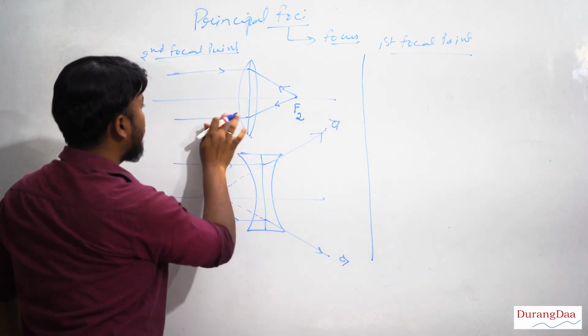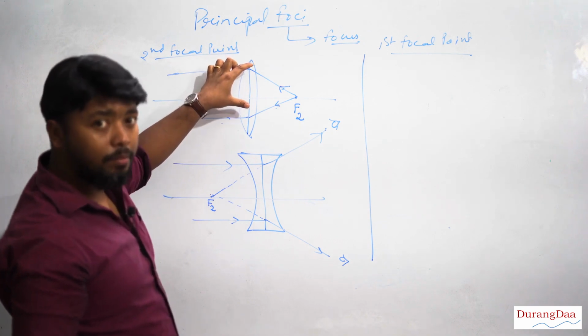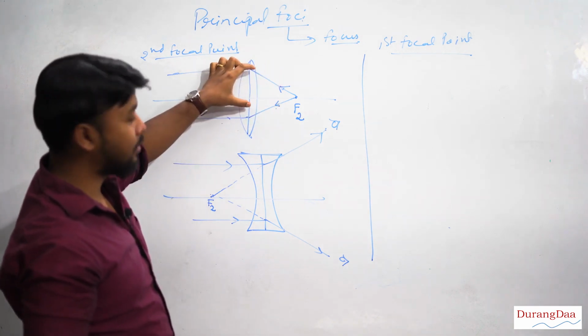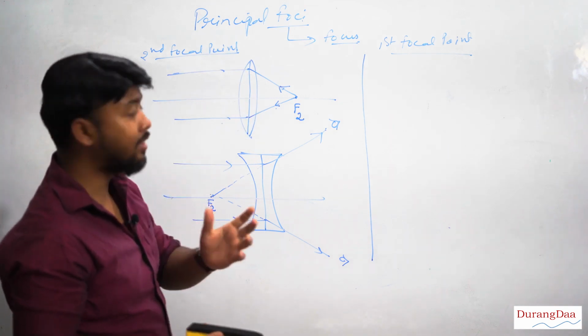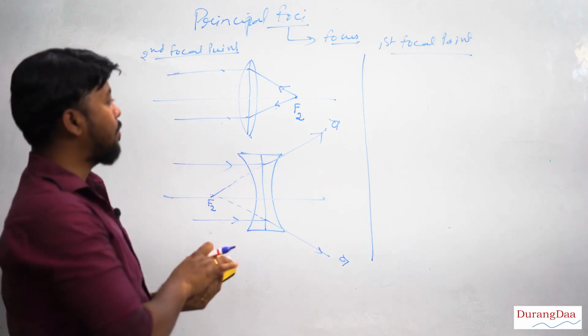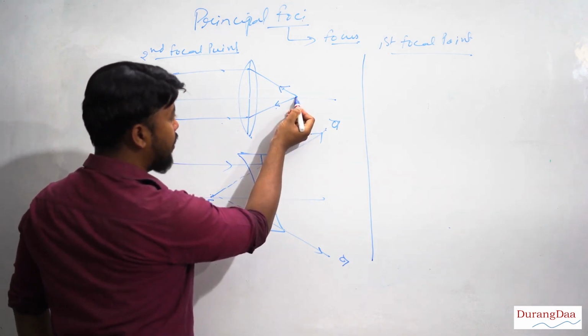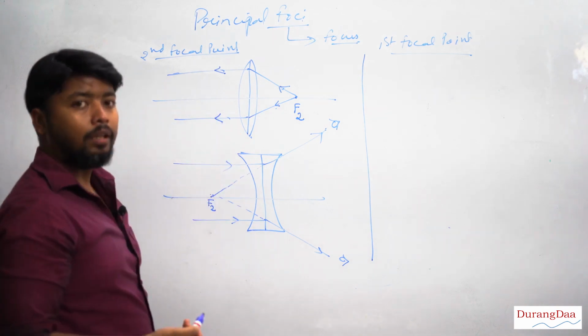Suppose it were originating like this. After refraction, can you tell me what will happen to these rays? By the principle of reversibility of light, the light will go back along exactly the same path. That means if the light ray was originating from here, after refraction it will follow the same exact path.